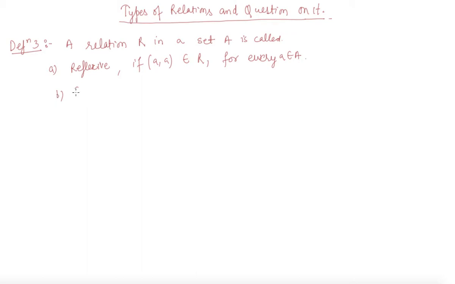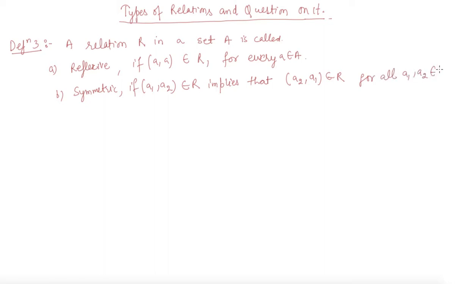Okay. Symmetric, if (a1, a2) belongs to R implies that (a2, a1) belongs to R. Means if (a1, a2) belongs to the relation R, then (a2, a1) also belongs to R, then it is a symmetric relation.